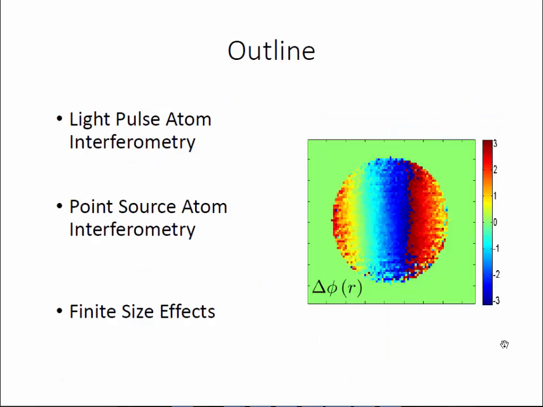So in the rest of the talk, I'd like to give a quick introduction to light pulse atom interferometry, and then describe the point source atom interferometry technique. And then I'll discuss some of the effects that we've discovered the initial distribution of the atoms has on these spatial fringe patterns that we're trying to measure.